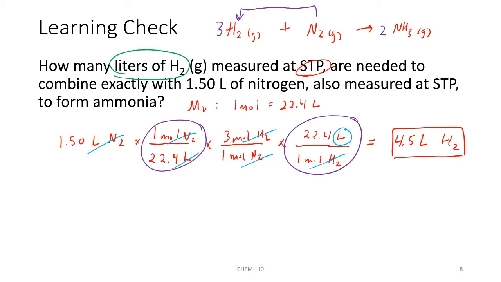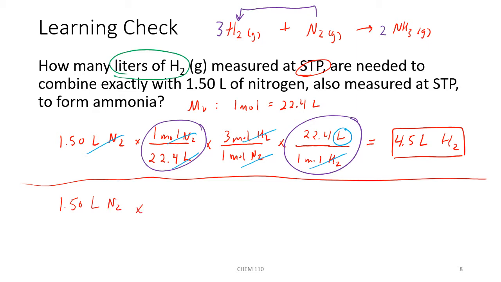We could also use our shortcut method of using the coefficients as volume ratios, and we'd end up with the same answer. So starting with 1.5 liters of nitrogen, and then looking directly at the balanced chemical equation, we know that 1 liter of nitrogen will react with 3 liters of hydrogen. So 1 liter of N2 reacts with 3 liters of H2. This is more of a direct method. Our volume of nitrogen cancels and we're left with our volume of hydrogen. So we'll have 1.5 times 3 or 4.5 liters of hydrogen.